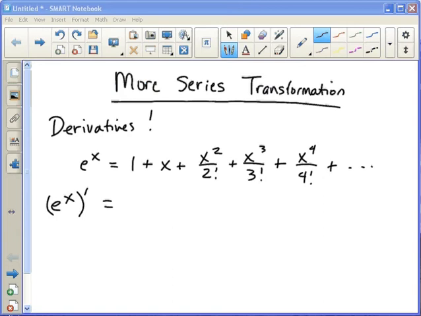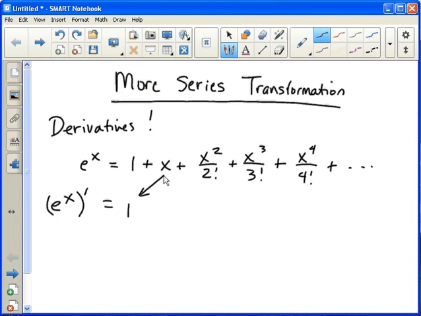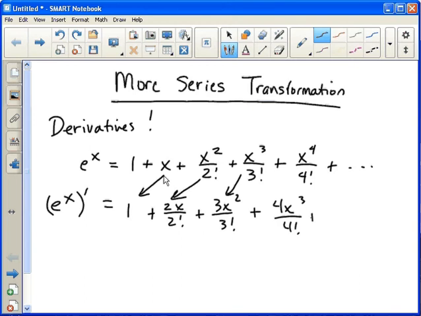we get the derivative of 1 is 0, so I don't need to write anything there. The derivative of x is 1. The derivative of x squared over 2 factorial will be 2x over 2 factorial. And then 3x squared over 3 factorial. And then 4x cubed over 4 factorial. And so on. Okay, well, if you notice, you can simplify all of those and get 1 plus x, because 2 over 2 factorial is just 1.